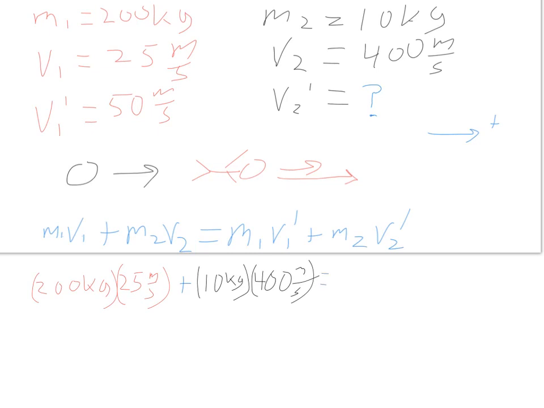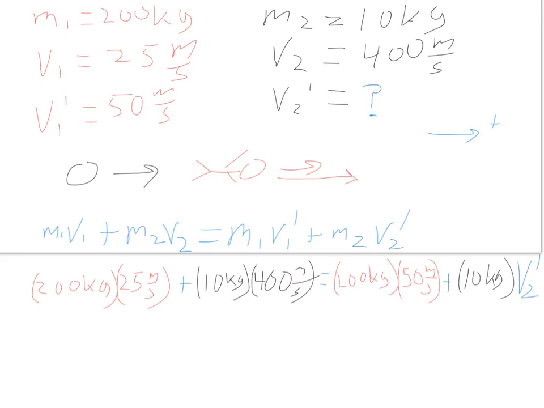We've got information on radioactive man. Radioactive man is still 200 kilograms, and his speed is increased to 50 meters per second. Whereas the 10 kilogram cannonball, we don't know what happens to it afterwards. So V2 prime, there's our unknown.